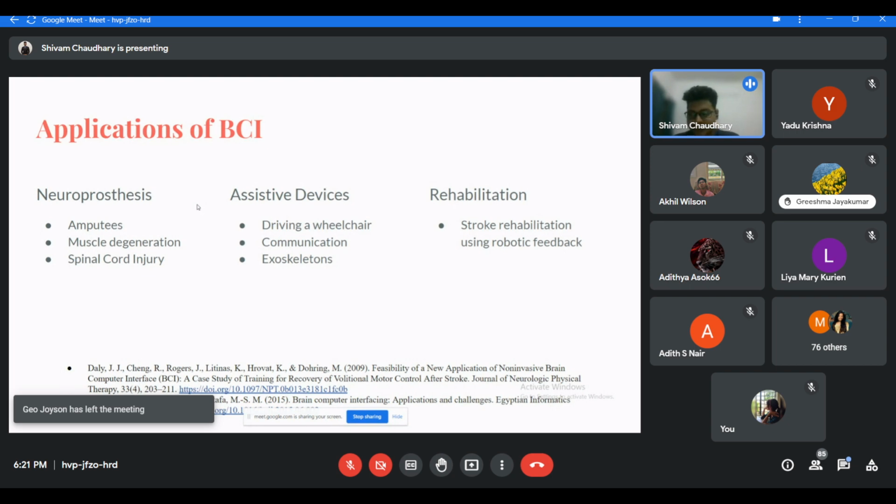Communication, as in the previous slide we saw, the person wanted to write hello and imagined doing that, and we can see that on the computer screen. Assistive devices also include exoskeletons. Exoskeletons would also come under enhancement devices. Some of the work that we are doing is on exoskeletons, but we haven't integrated them with brain computer interfaces as of now. We are planning to do that.